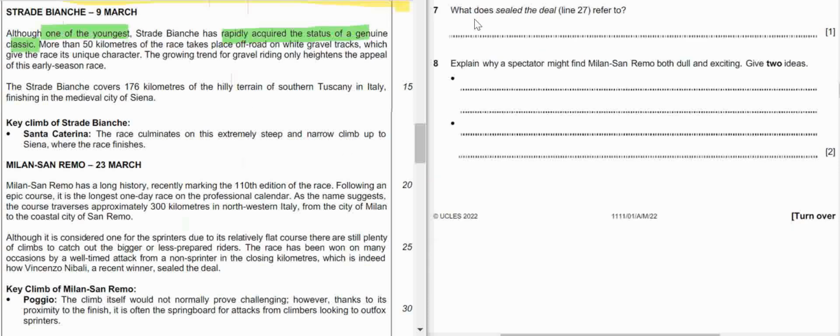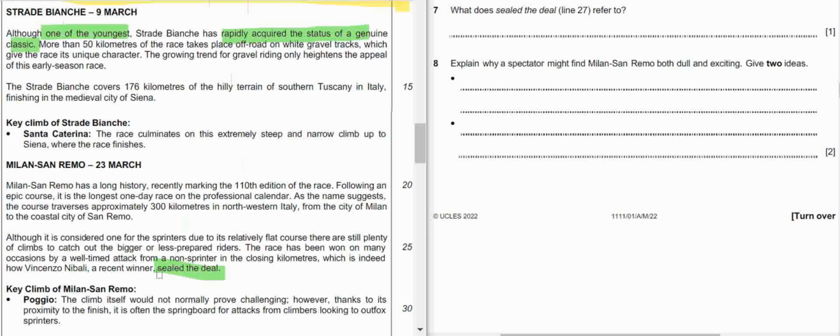Alright, now we are in Question 7. What does seal the deal line 27 refer to? Let's check line 27. Here we go. This is seal the deal. What does that refer to? 10 seconds from now. 10, 9, 8, 7, 6, 5, 4, 3, 2, 1.